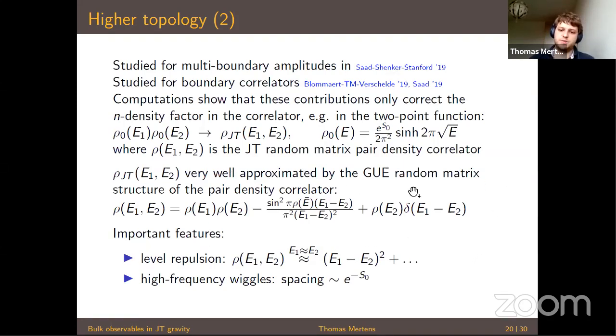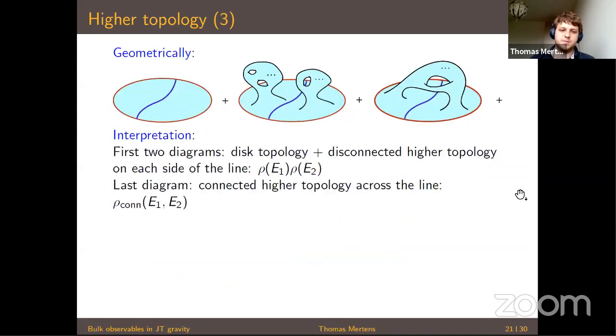Now, this is just the structure of this random matrix story, and that is what has been shown in these papers. This structure has a geometric interpretation, of course, in terms of higher topology in JT gravity. What I've drawn here is the disk diagram, the genus 0 diagram, with a boundary 2-point function. The points where this blue line hits the boundary are my 2 points, and I've connected them with this blue line. And then we are instructed to sum this over all higher topology that we can add to it, all higher genus structures.